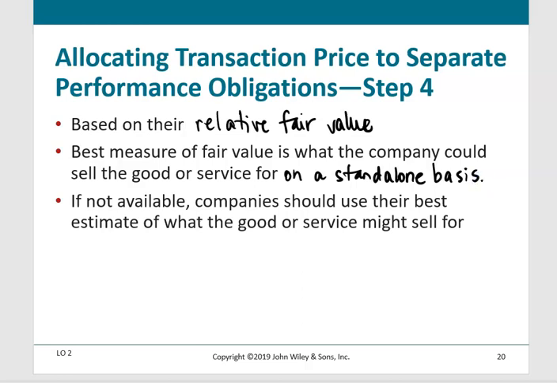But what if the performance obligations theoretically could be separated, but haven't been, so we don't know exactly what fair values are on a standalone basis? So that's what we're saying in this third bullet point here. If fair value on a standalone basis is not available, companies should use their best estimate of what the good or service might sell for as a standalone unit. So how do we come up with this best estimate? If those fair values on a standalone basis are not available, we come up with our best estimate on the following slide.